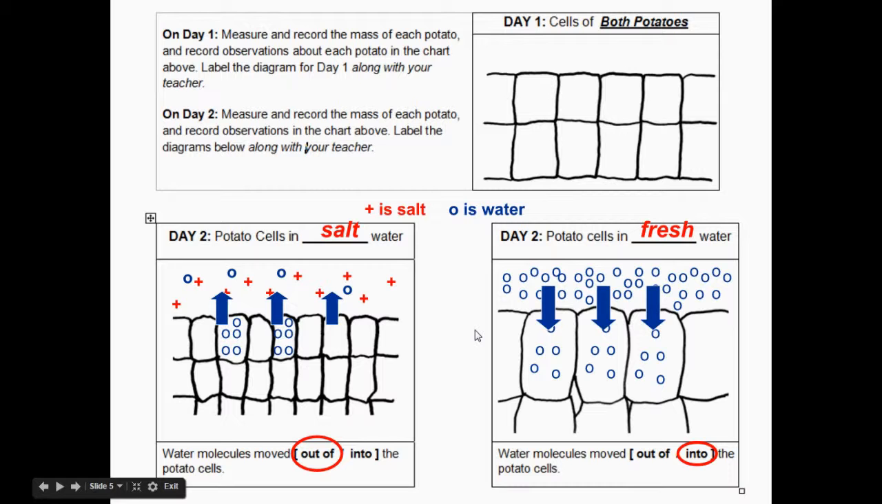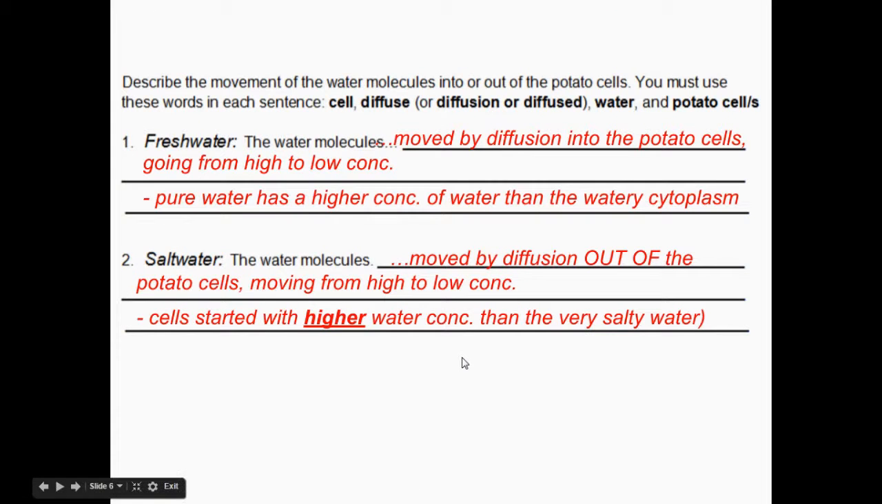So get your diagram up to date. And then we're just going to copy down these descriptions of the movement of the water molecules. Hit pause and copy this down.